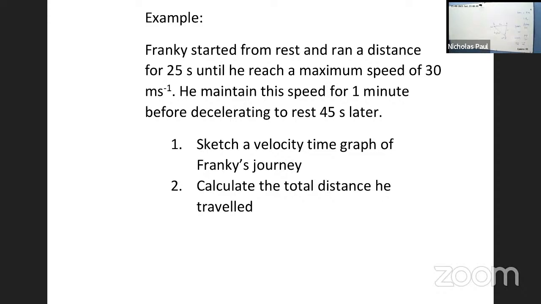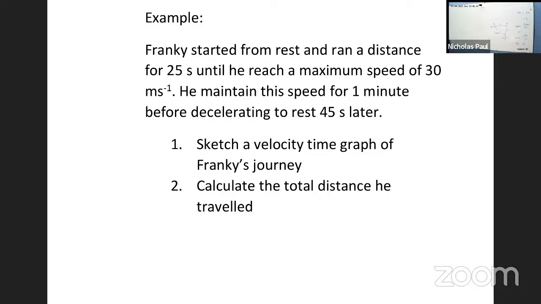Right, so you want to sketch a graph? What type of graph? A velocity-time graph, right? So do a quick little sketch and put the points and then connect it up. It started from rest, ran to a velocity, ran a distance of 25 meters to reach a maximum speed, maintained the maximum speed, and then decelerated back down.